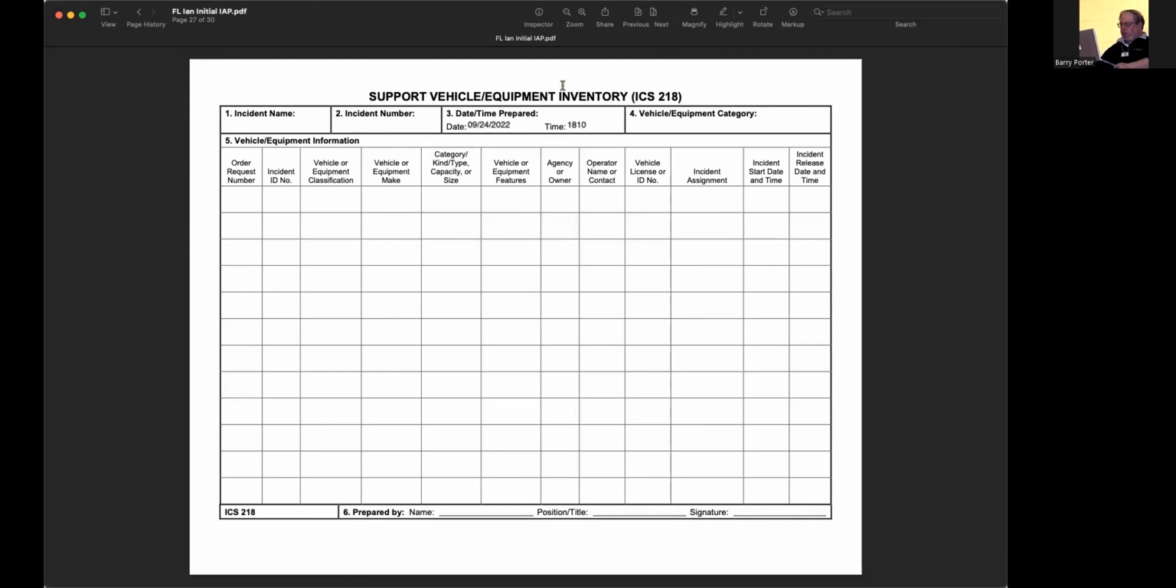This is one that we don't normally fill out. It's a support vehicle or equipment inventory, if we were ever asked to drive a communications van or a communications vehicle that didn't belong to us. For example, the Red Cross has ERVs, emergency response vehicles, that we could have possibly driven during the incident, and it gives you an inventory of what's on the vehicle. But I included that just in case we needed it.